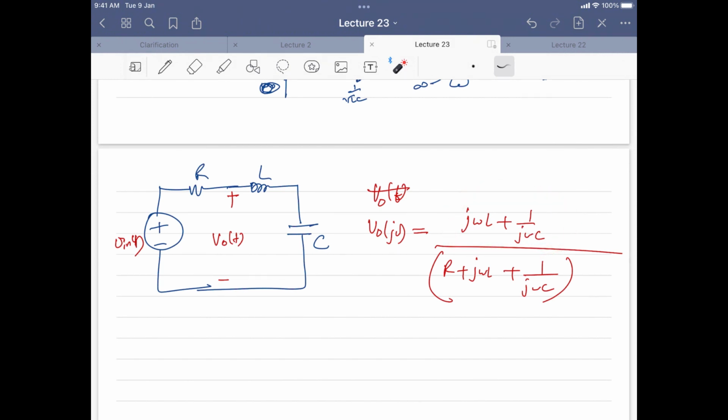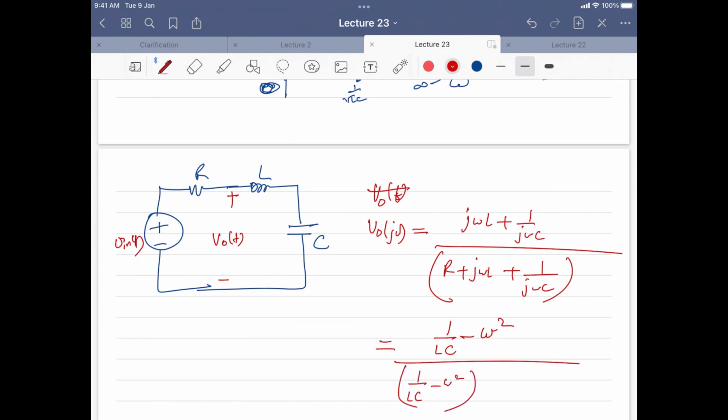So again, an exercise for you. If you solve this, you will get 1 by LC minus omega square divided by 1 by LC minus omega square plus j R by L omega.